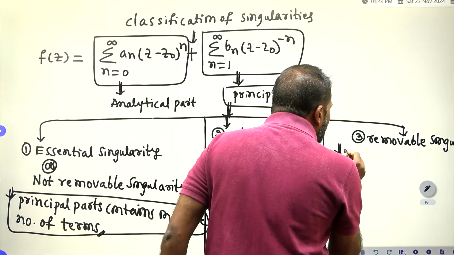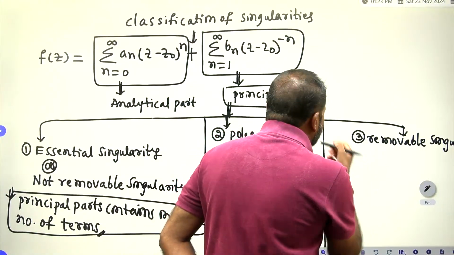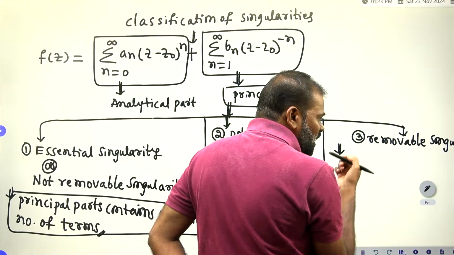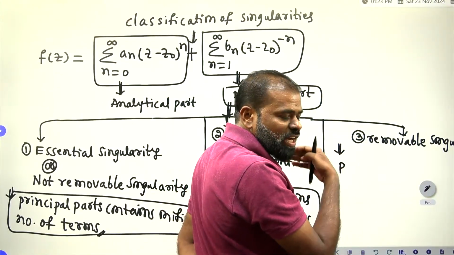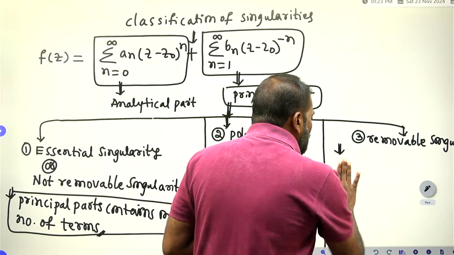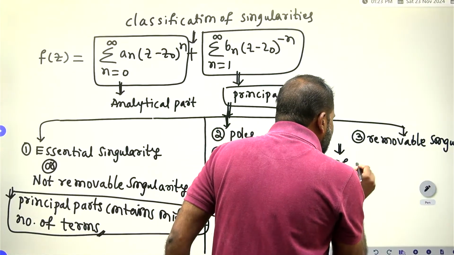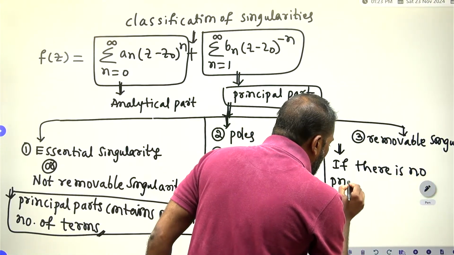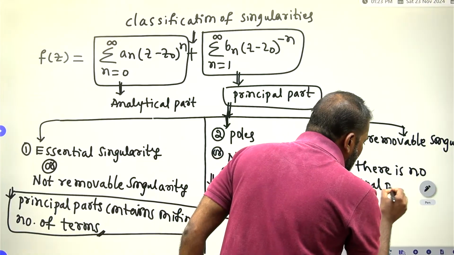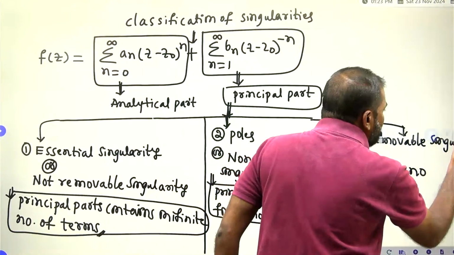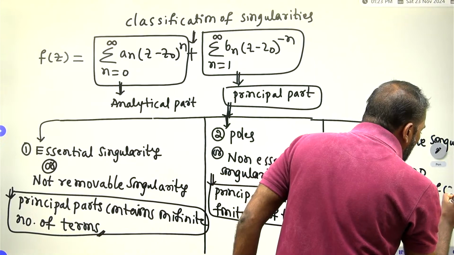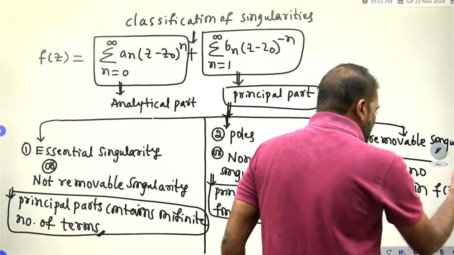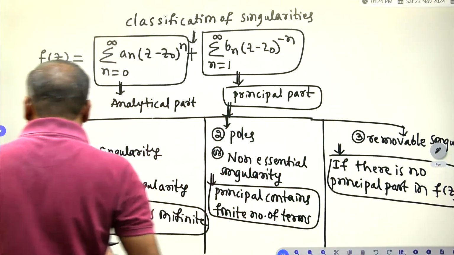Here you have to see no principal part. If there is no principal part in f of z, such a type of singularity we call a removable singularity. I will give the examples, you have to see.